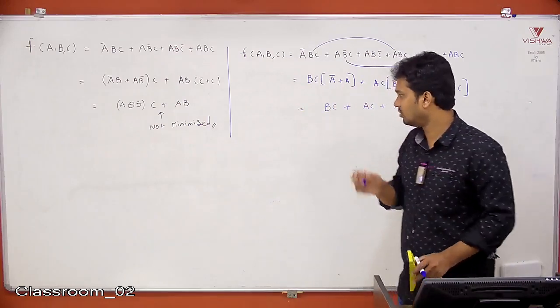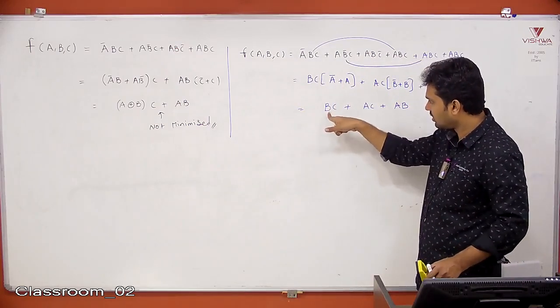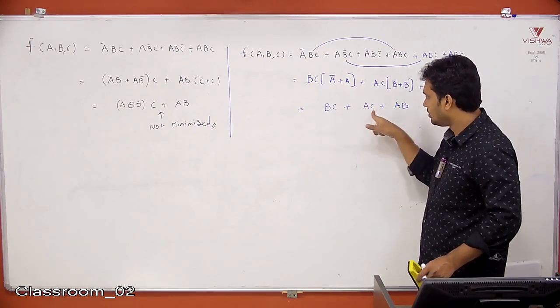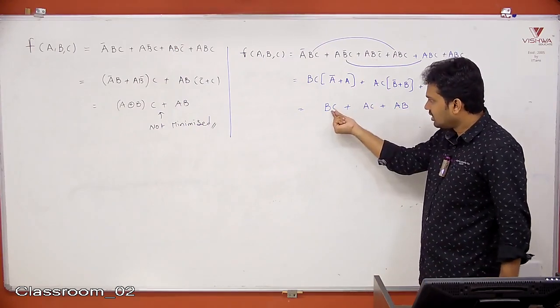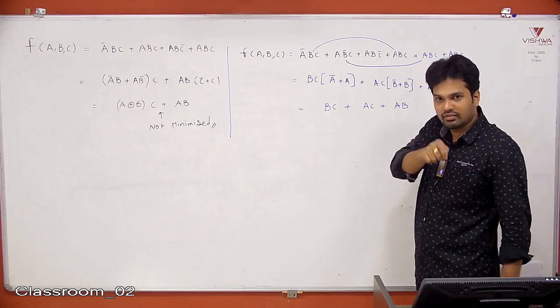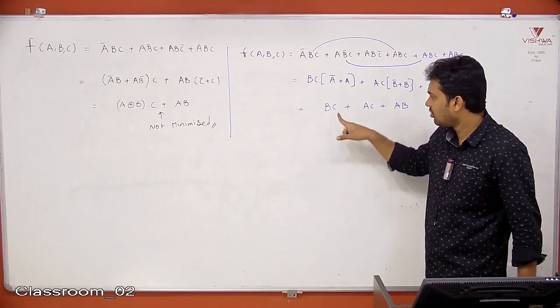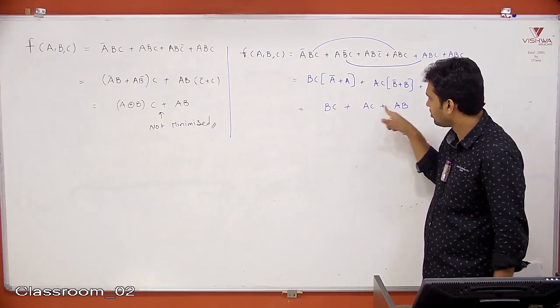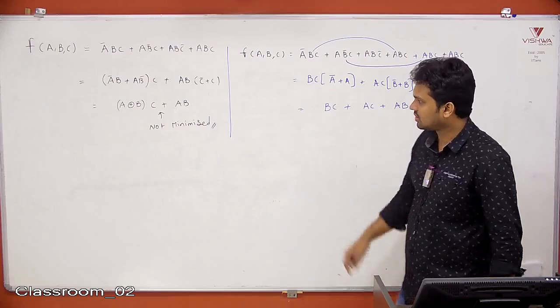What does literal count mean? Just count how many are there. 1, 2, 3, 4, 5, 6. Even if C comes 2 times, every variable is called one literal, whether it is complemented or not. How many times it comes, that many times you add it. 1, 2, 3, 4, 5, 6. Here literal count is 6.